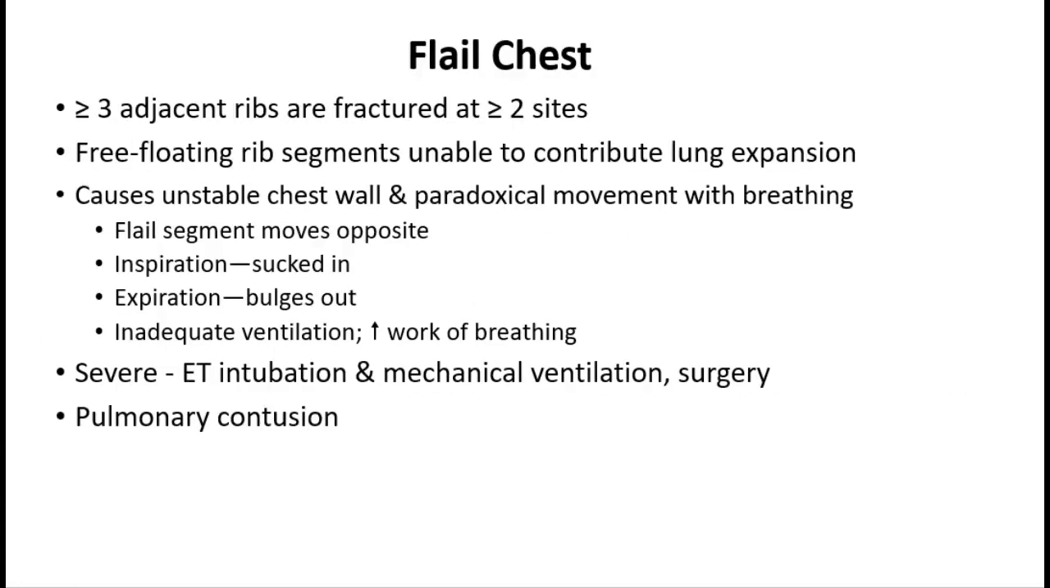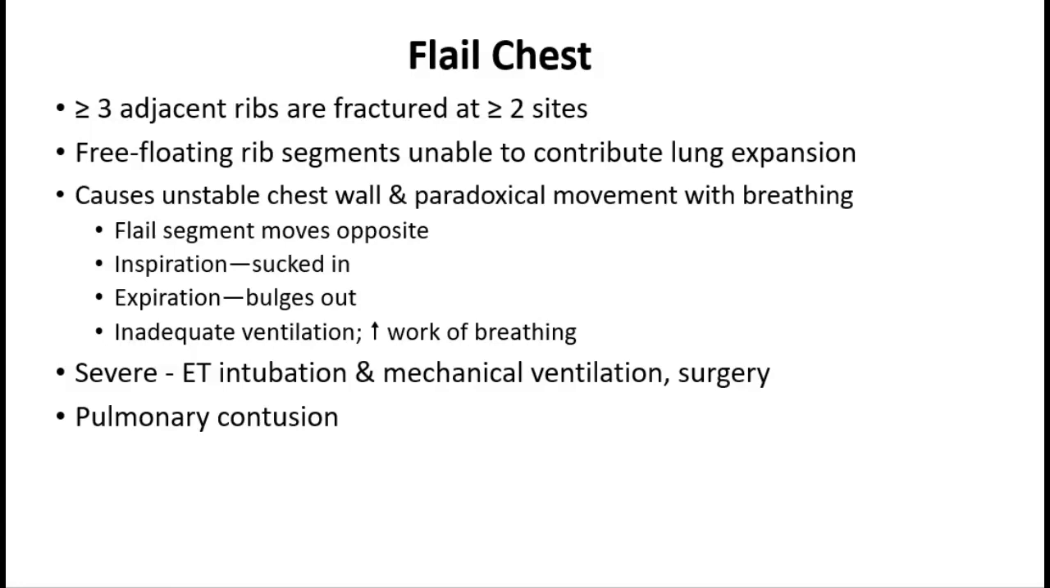Flail chest is a type of rib fracture where you have at least 3 adjacent ribs fractured at least 2 sites. Basically, what happens here is now you have a free agent, right? We've got these rib segments that are floating around. They can actually work as a sharp object, and additionally, they can no longer expand that part of the lung, right? Because you need those ribs to be moving in unison to provide that.